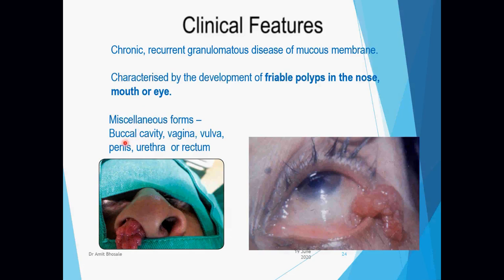There are some miscellaneous forms in the buccal cavity, vagina, vulva, penis, urethra or rectum, but these are rare. So the most common site is the nose, with a nasal polyp. Again, a conjunctival polyp can be seen because of rhinosporidiosis.